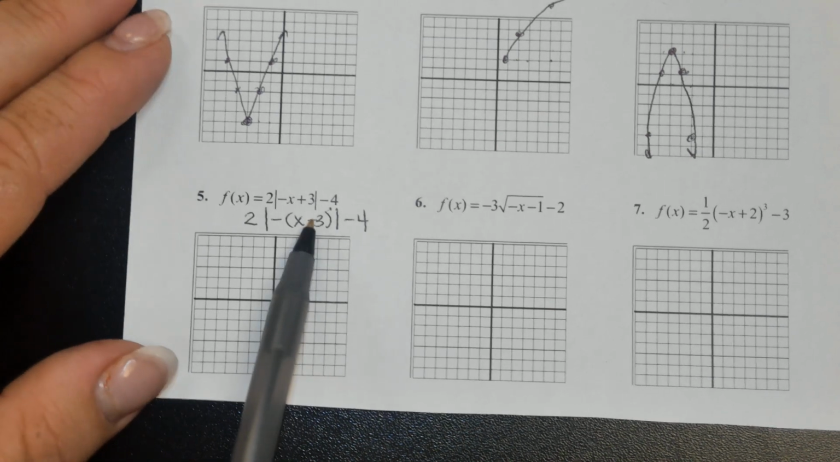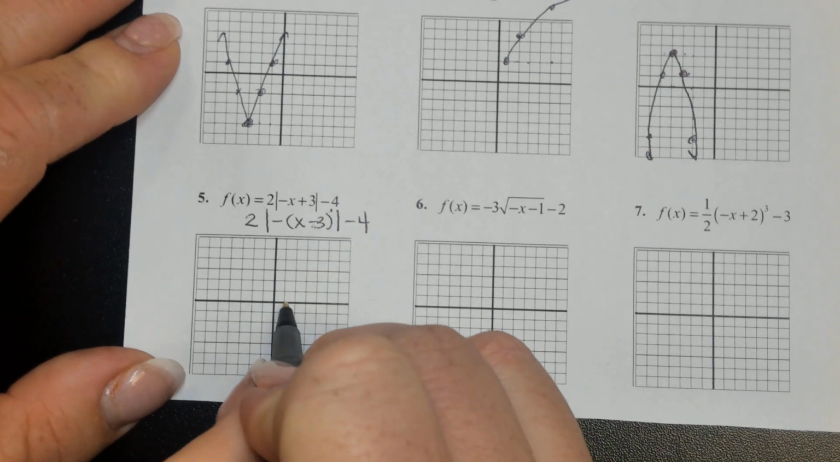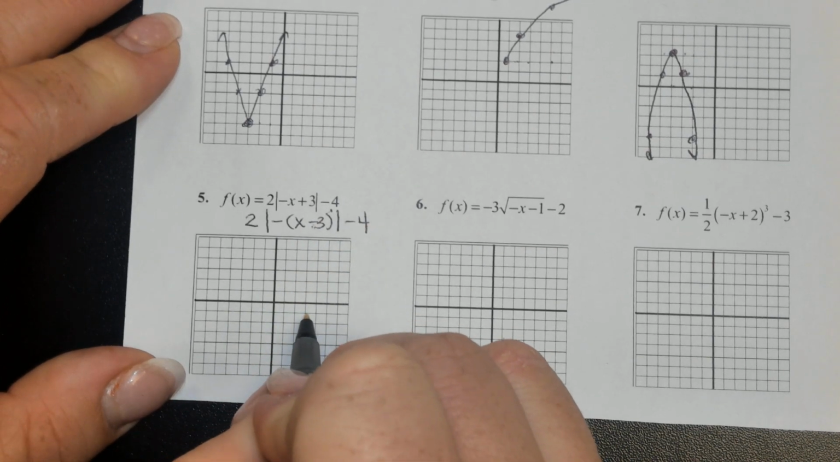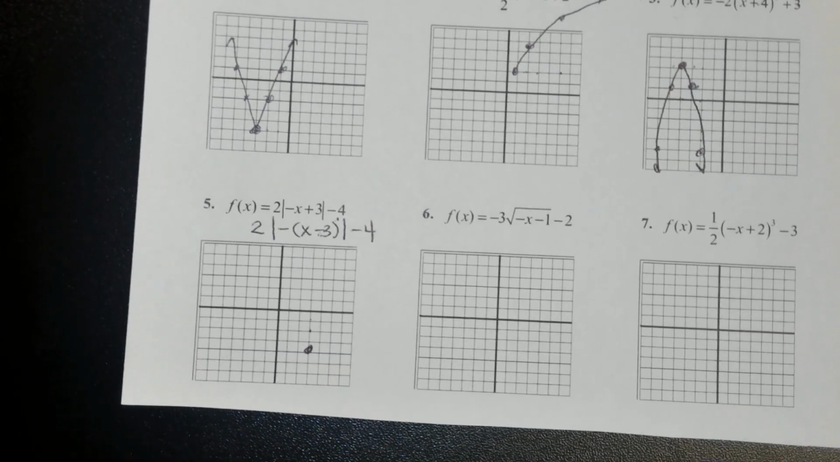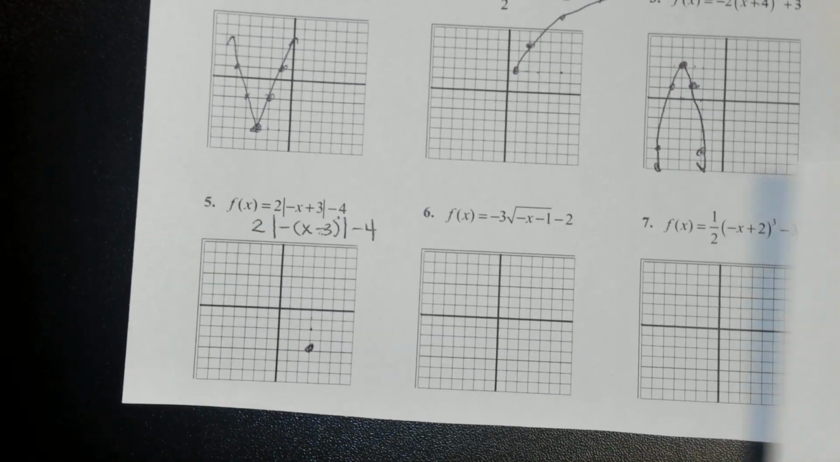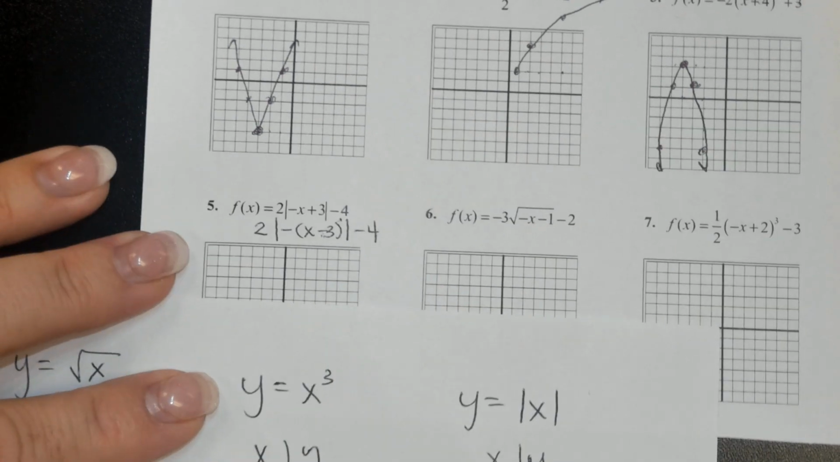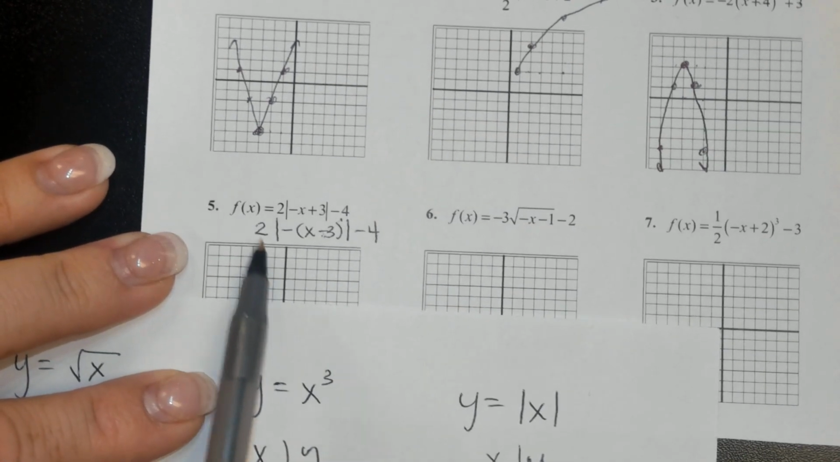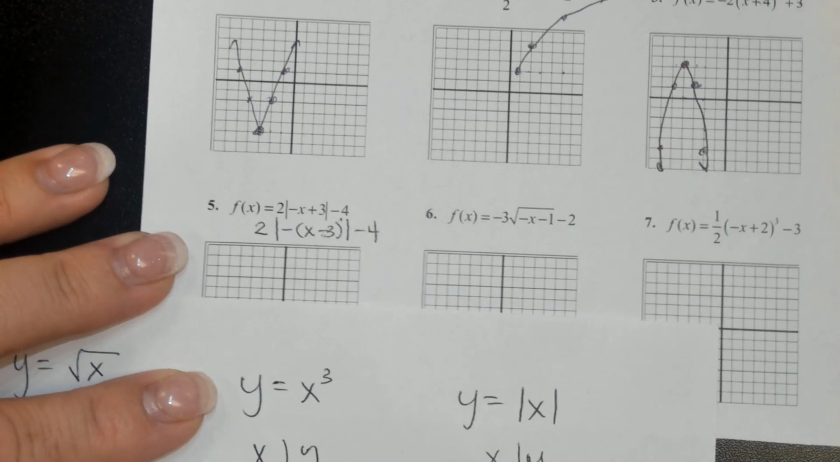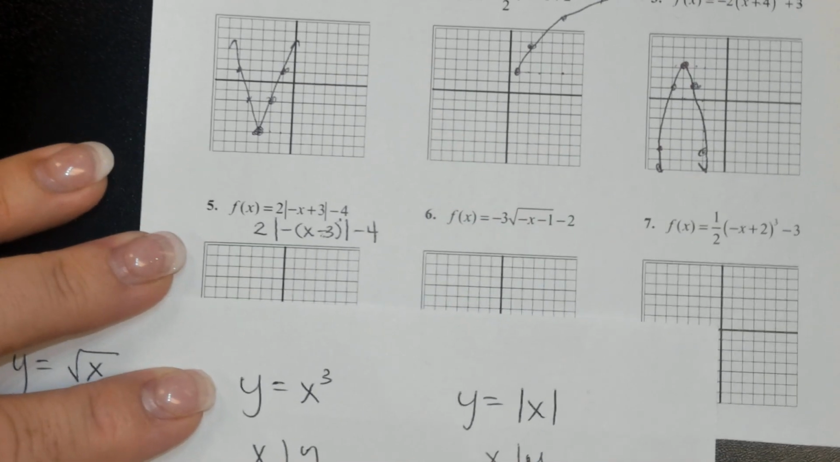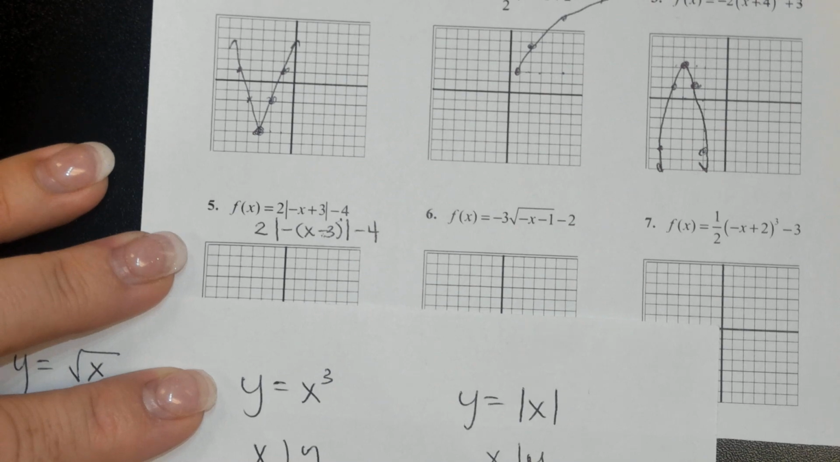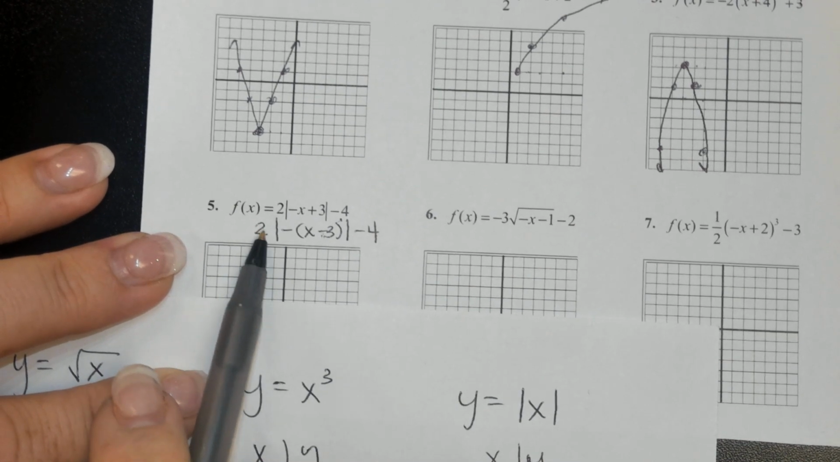Okay, so I'm going to go to the right 3 and down 4. Okay? Now, I'm going to take the original values here times 2. So all of these are going to be multiplied by 2. So I have 4, 2, 0, 2, 4. That accounts for this vertical stretch.